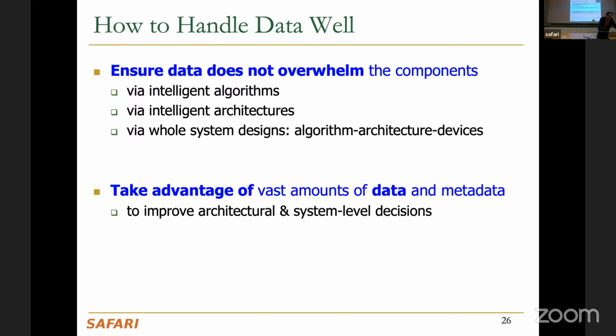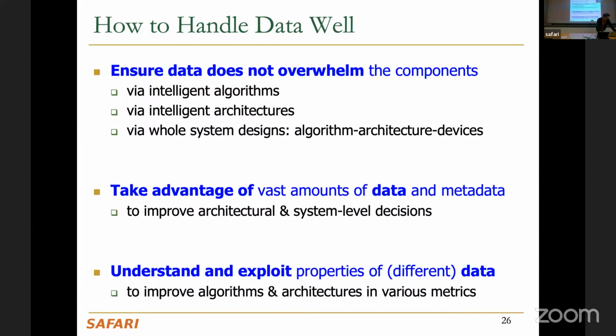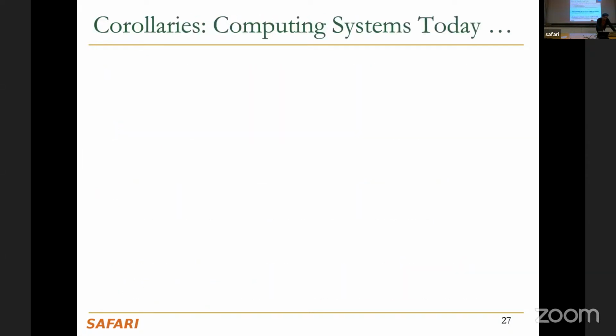Second, take advantage of the vast amounts of data and metadata in order to make decisions, because if you know the data, you know as well how these data need to be processed. And based on that, we can make more intelligent decisions in computing systems. And finally, understand and exploit properties of different data in order to improve algorithms and architectures in various metrics.